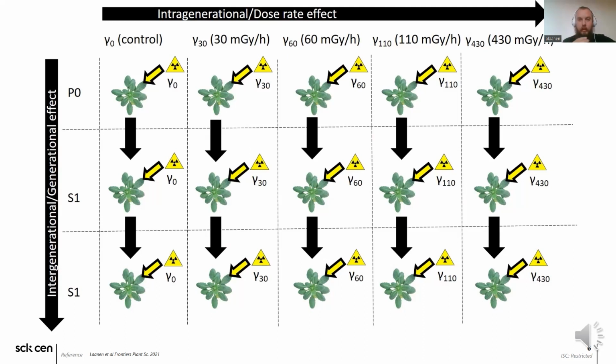Now, after the plants were irradiated, DNA samples were studied using UHPLC to study the total methylation levels, and a select group of samples, the control 30 and 110 milligray an hour samples, were further studied in depth using whole genome bisulfite sequencing.